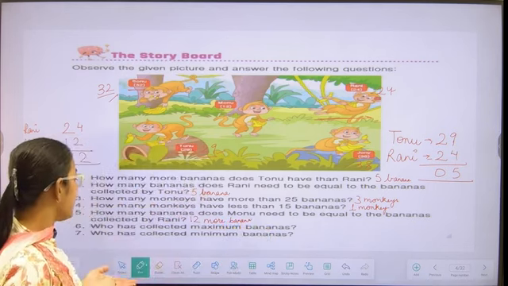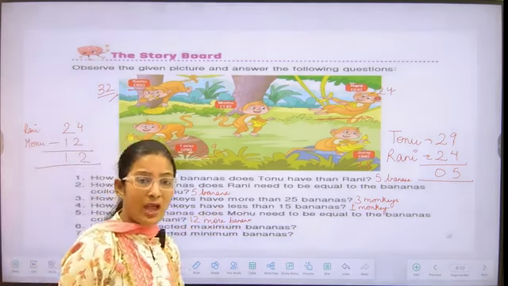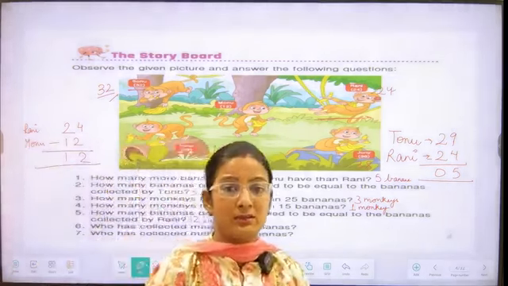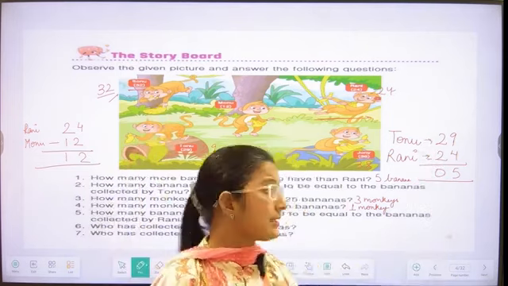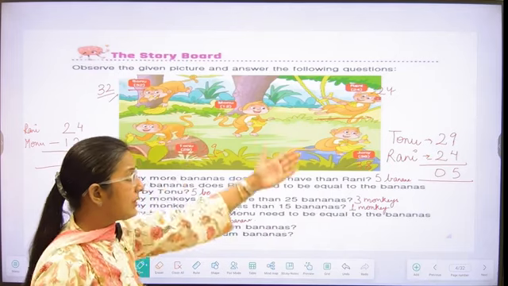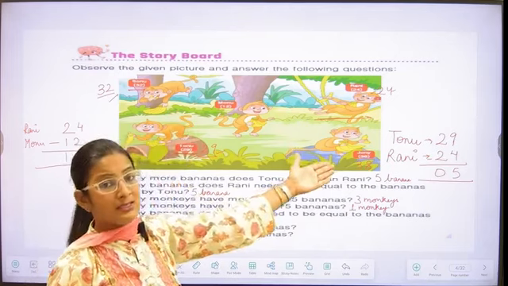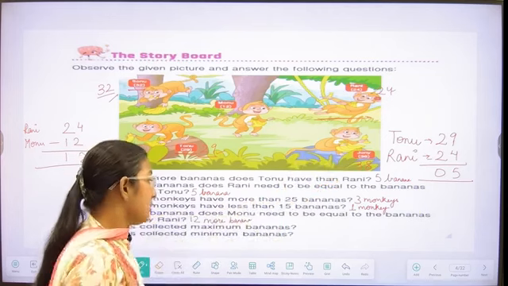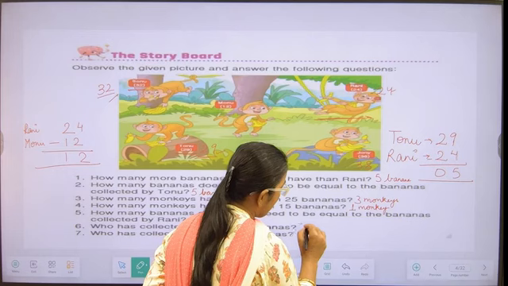Now moving to the next, who has collected the maximum bananas? We have to tell which monkey has collected the maximum bananas, the most and the biggest. Let's see who has collected the biggest maximum. Johnny. He has collected 38 bananas. So we have to write Johnny for this.